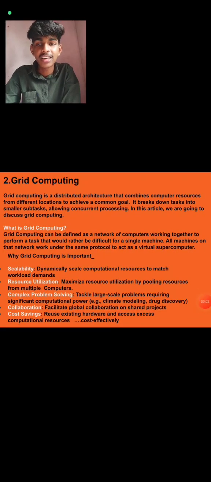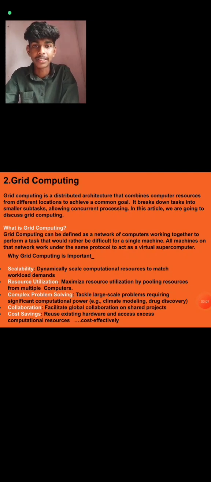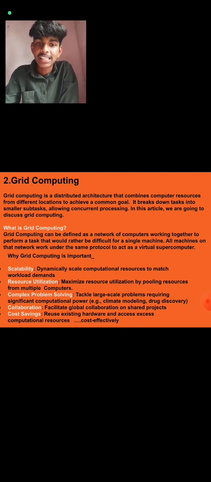Now, we are going to discuss grid computing. What is grid computing? Grid computing can be defined as a network of computers working together to perform a task that would be difficult for a single machine. All machines on that network work under the same protocol to act as a virtual supercomputer.